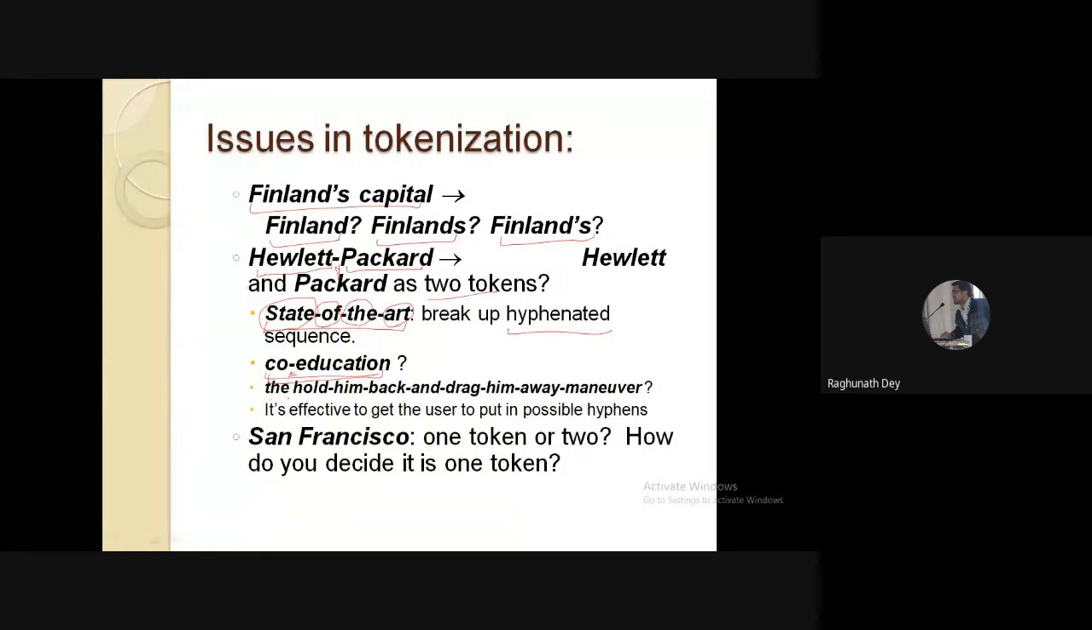Then some statements like this: hold him back and drag him away maneuver. So this is a very critical issue. What should I do in these particular cases or scenarios? Should I consider the whole thing as a single term, or should we decompose it into individual terms or individual words?